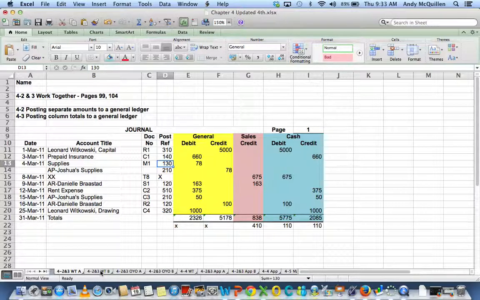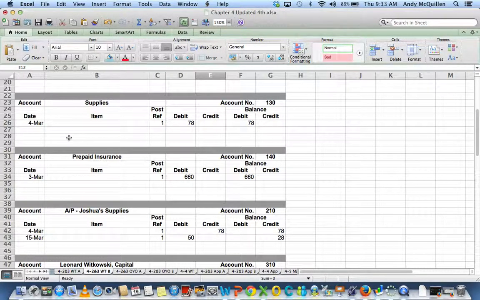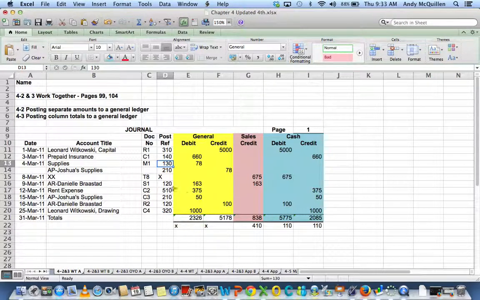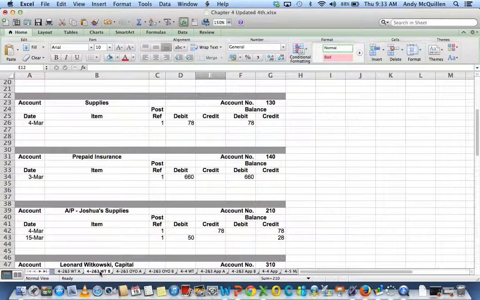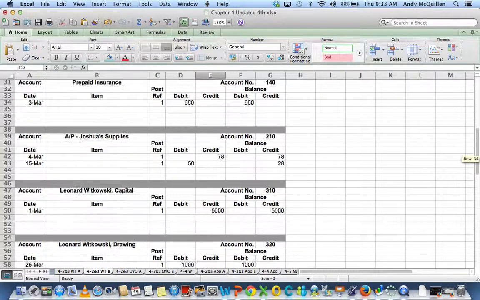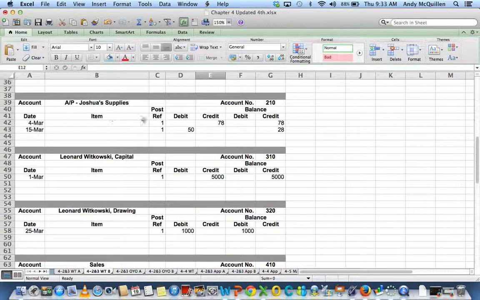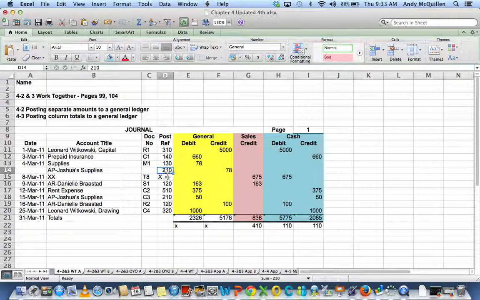Supplies. So we go to supplies, March 4th, post reference 1, debit 78. Balance again is a running total. It's going to be a debit 78, and that is 130. Also on March 4th, accounts payable was credited 78. So we go to Joshua's supplies on March 4th, post reference is 1, credit 78. We now have a balance of credit 78. And we do our post reference of 210.